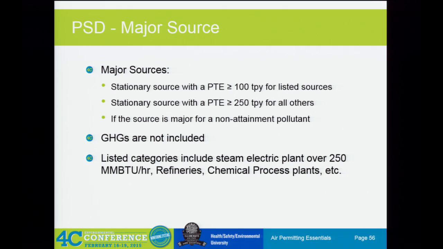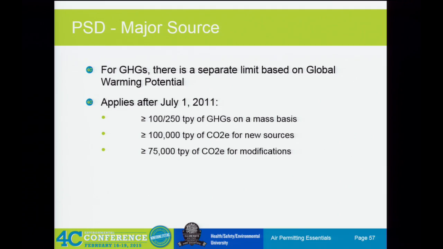Greenhouse gases are not included in this category, and that is because for greenhouse gases, there is a separate limit based on global warming potential. So you are calculating your emissions of all your greenhouse gases and multiplying them by a global warming potential, and that gives you your emissions on a CO2 equivalent basis.